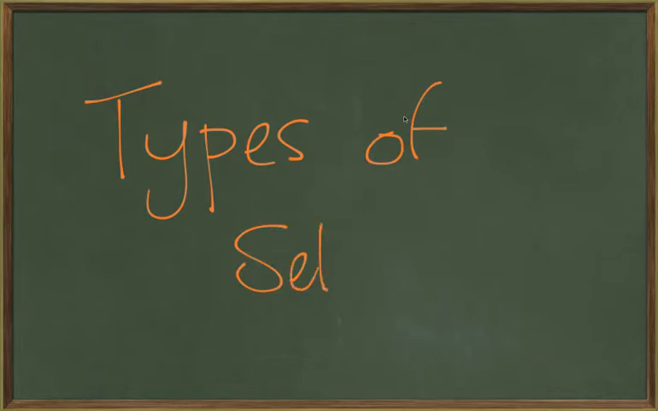In this lecture, we're going to talk about types of selection. There are three main types of selection that are going to be used in order to cause or to force natural selection. The very first type of selection is called directional selection.